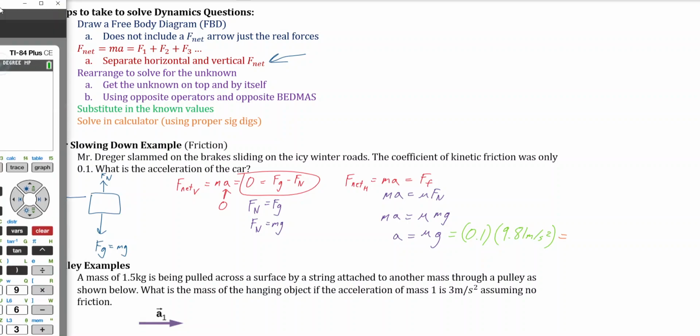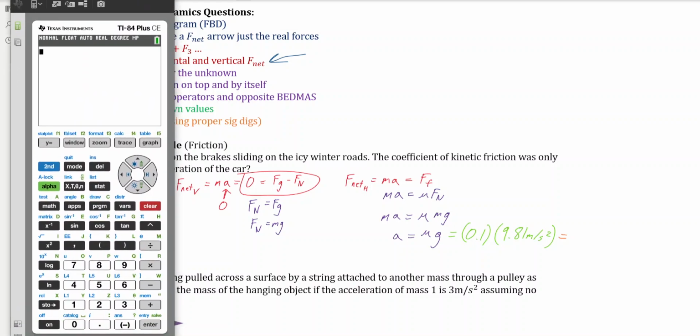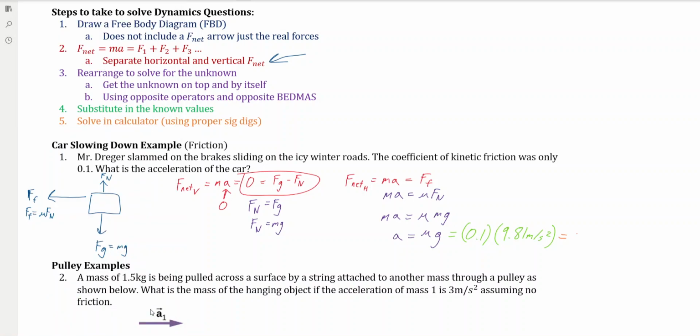So just wait a second as I bring the calculator across. So 0.1 times 9.81, and we get 0.981 meters per second squared. So not a really great acceleration, and actually our coefficient of friction is just 1 sig dig, so I think we could probably say that's 1 meter per second squared. We should probably have more digits there, but hey, it's one sig dig, so there it is.